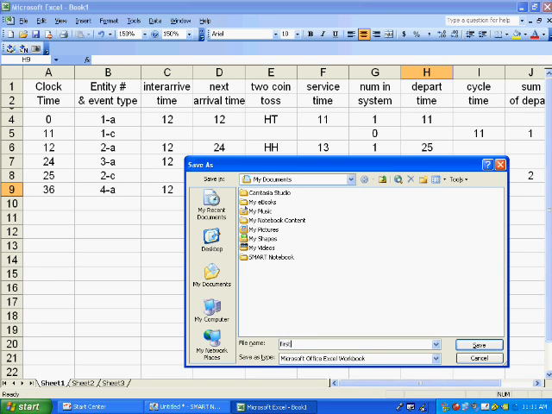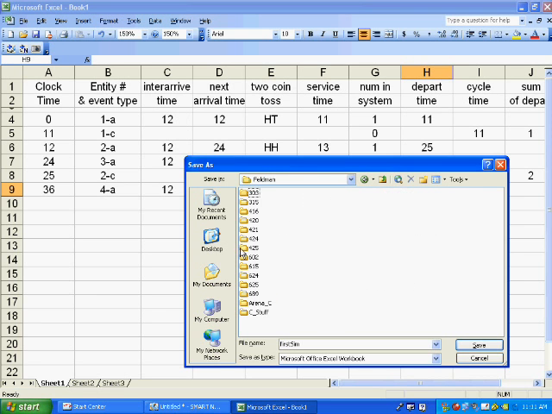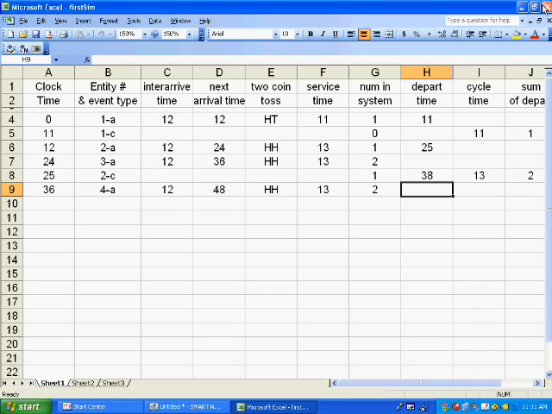I'll tell you what, I will save this to the G drive. So if you can't save, no big deal. You can just get a copy of mine from the G drive, so it won't be any problem. I'll just call this first simulation. So you'll be able to access it on Friday.